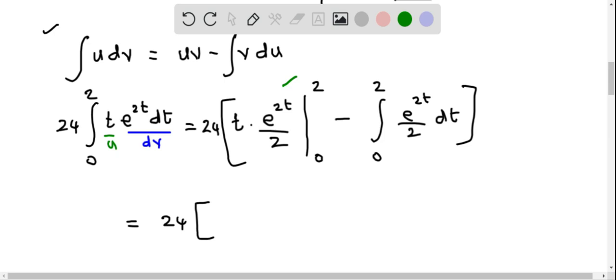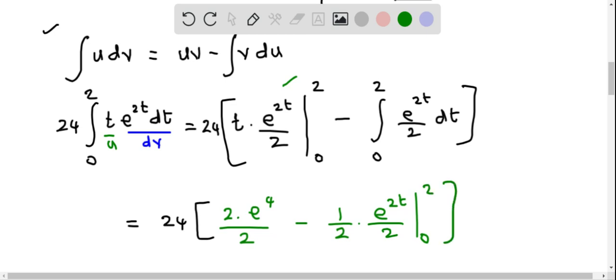So when I plug in the upper limit, that is I plug in 2, so it becomes 2 times e raised to the power of 2 times 2. So 2 times 2 is 4. So I can put this as e raised to the power of 4. And then this divided by 2 minus, we have to integrate this. So we can factor the 1 by 2, and then integration of e raised to the power of 2t is e raised to the power of 2t divided by 2. This one we have already done. So I'm just going to plug in the upper and lower limit.